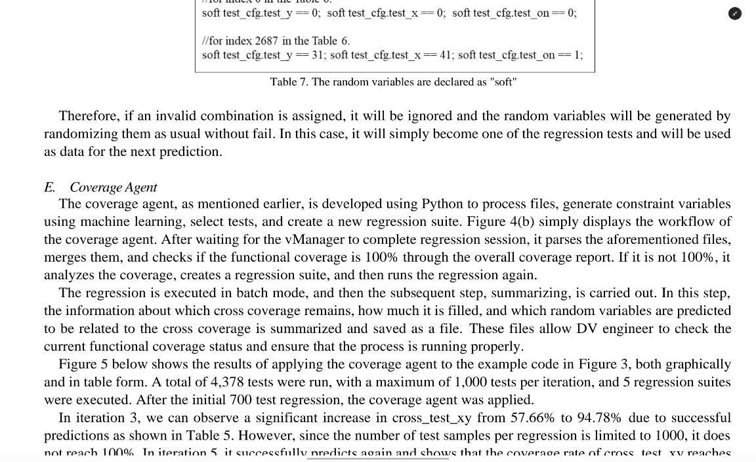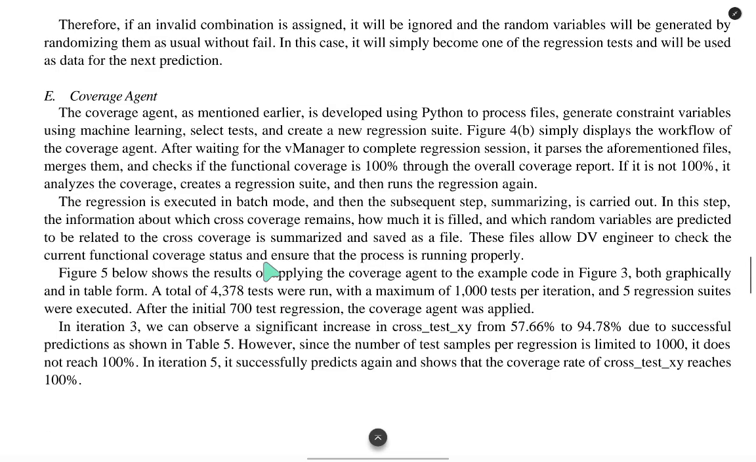It parses the aforementioned files, merges them, and checks if the functional coverage is 100% through the coverage report. If it is not 100%, it analyzes the coverage, creates a regression suite, and then runs the regression again. The regression is executed in batch mode, and then the subsequent step, summarizing, is carried out.